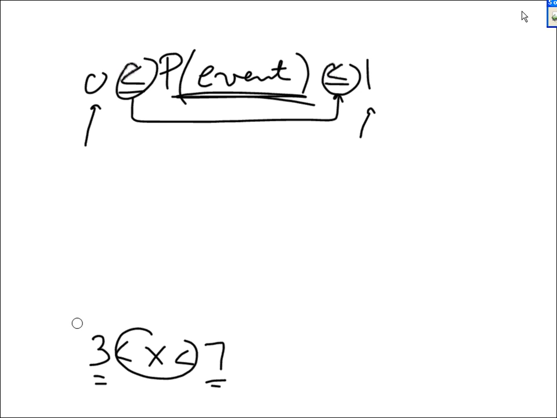Probability of any event is either 0 or 1 or somewhere in between. It's never more than 1, and it's never negative, meaning less than 0. It's never negative. Okay, that completes this section on Introduction to Probability. Next section, we'll do some more heavy-duty problems.